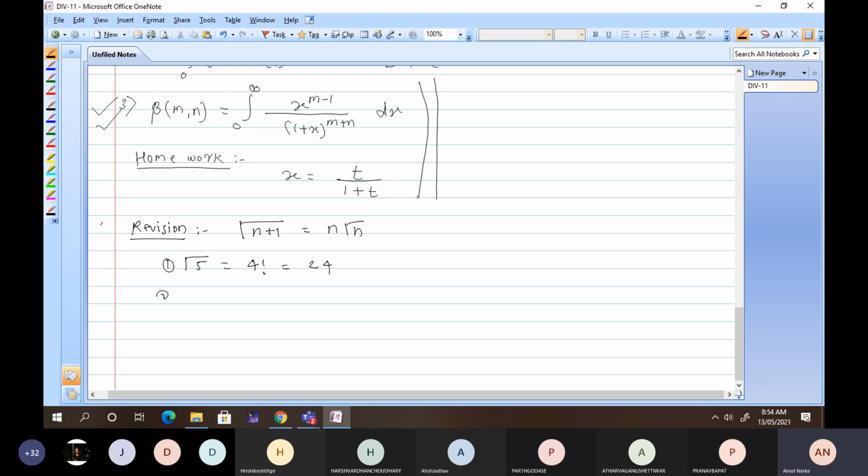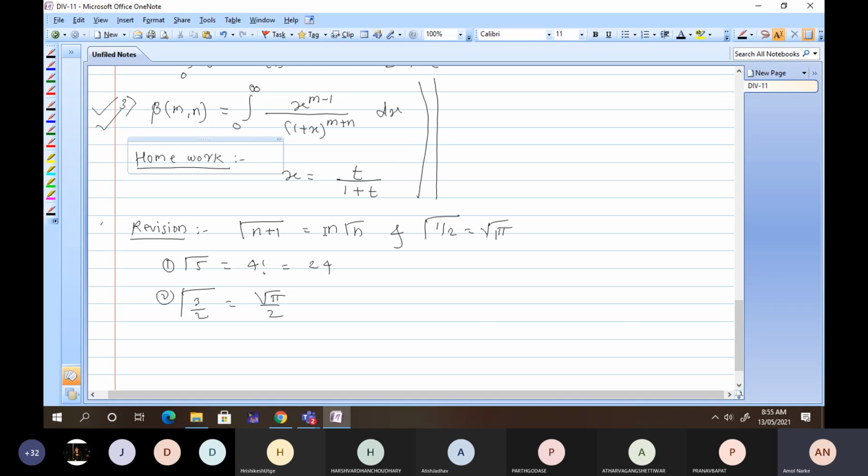Okay, good. What is gamma of 3 divided by 2? It is root pi divided by 2, because 3 by 2 we can write as 1 by 2 into gamma of 1 by 2, and we know that gamma of 1 by 2 is nothing but root pi. So we got these values. Now how do we calculate the beta? What is beta of m comma n?